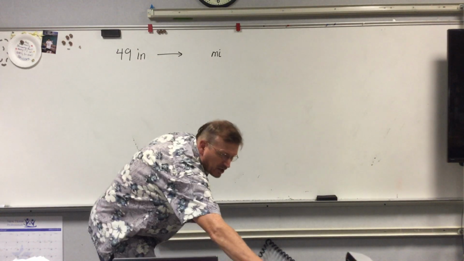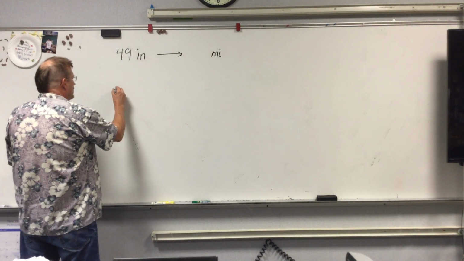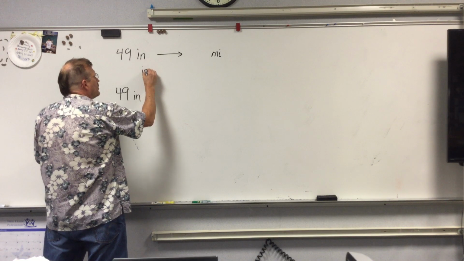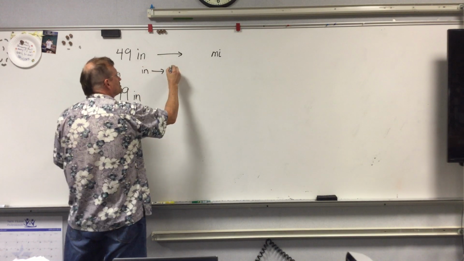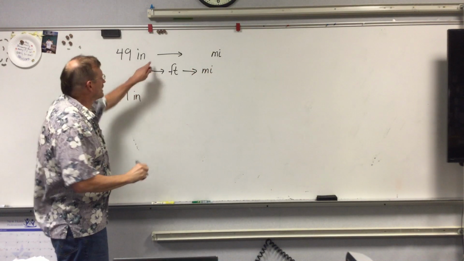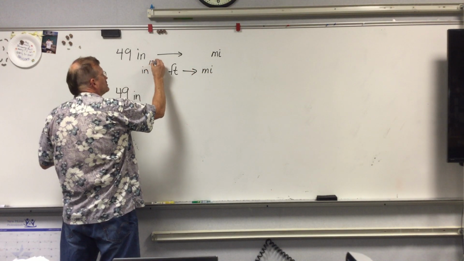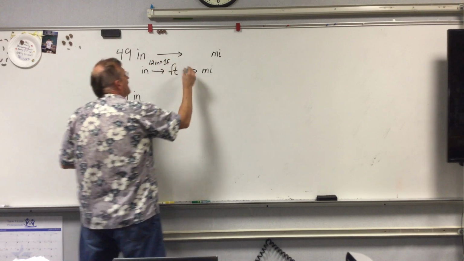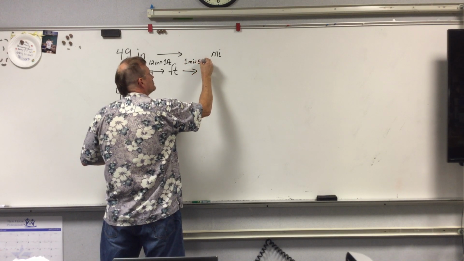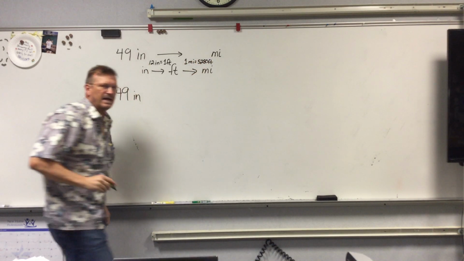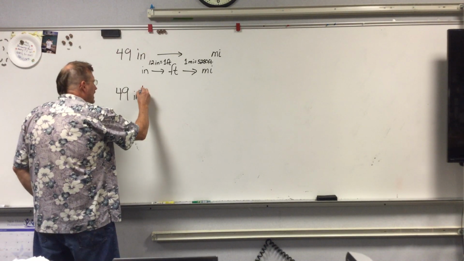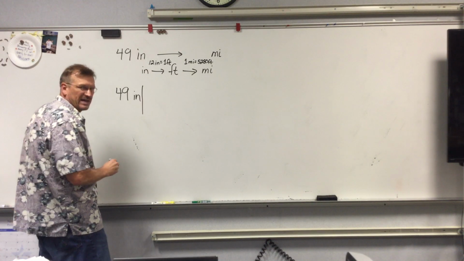What most people would tell me to do is, hey, start with 49 inches. Now, if I don't know exactly how to go from inches to miles, I can go from inches to feet and then feet to miles. But what I need to know here is 12 inches equals 1 foot. And what I need to know here is 1 mile equals 5,280 feet. And then, starting with my first value, what I do is I introduce a conversion factor.